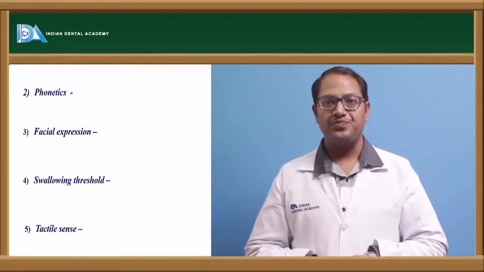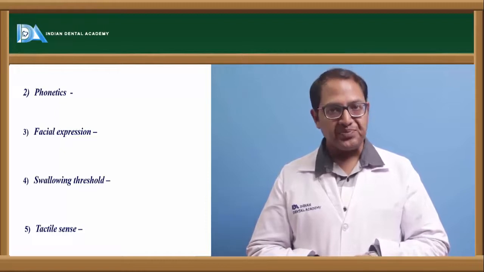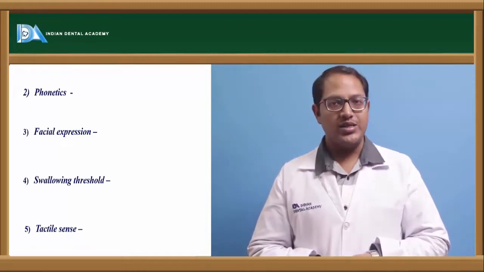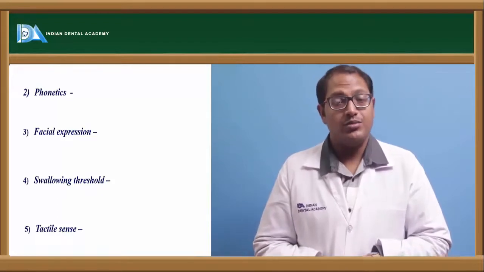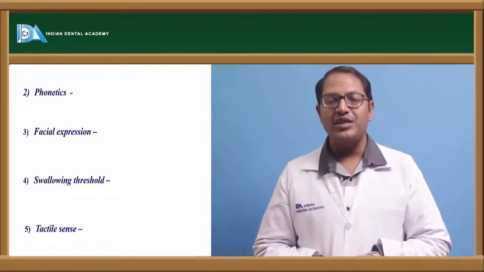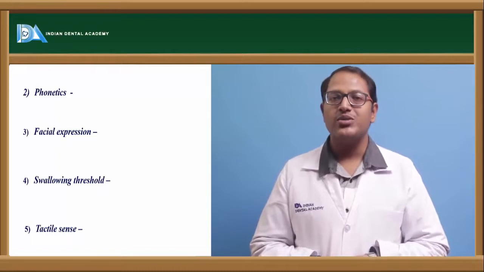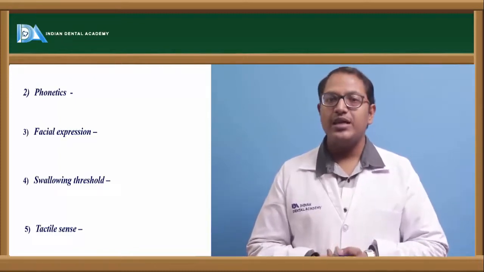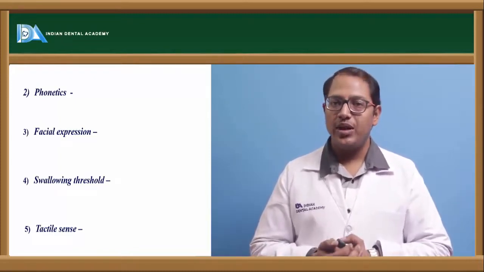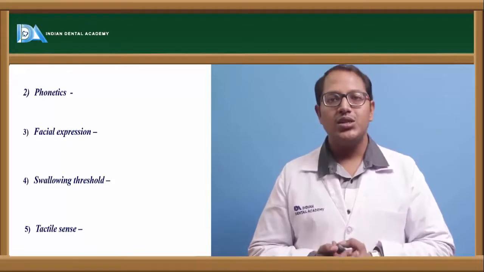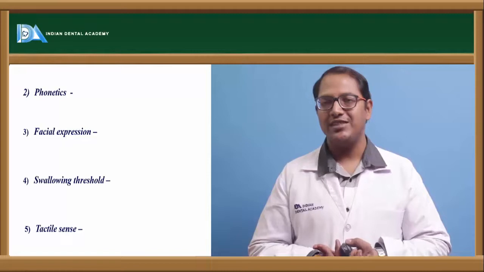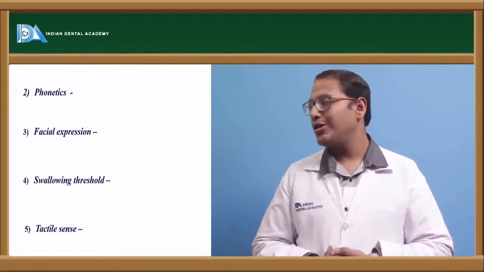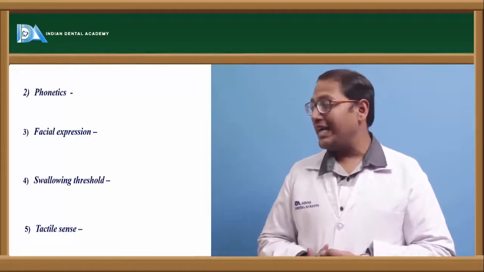Swallowing threshold. You ask the patient to swallow. If the swallowing is difficult, that means the vertical dimension is more. If the swallowing is comfortable and the patient feels relaxed while swallowing, that means the height of the rim you have made is exact. You need to ask this of the patient by doing some physiologic activities; whichever is happening, those are called the physiologic methods.